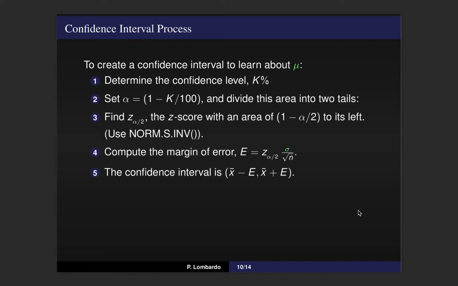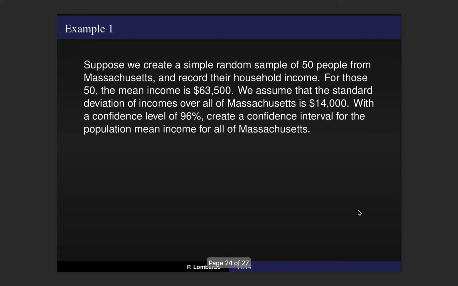Okay, so let's consider an applied example and walk through this confidence interval process. Here's our setup. Suppose we create a simple random sample of 50 people from Massachusetts, and we record their household income. For the 50 people that we put in our sample, the mean income is $63,500. We're also going to assume that the standard deviation of incomes across all of Massachusetts is 14,000. With a confidence level of 96%, what we want to do is create a confidence interval for the population mean income for all of Massachusetts.